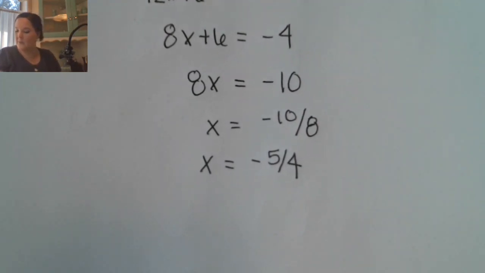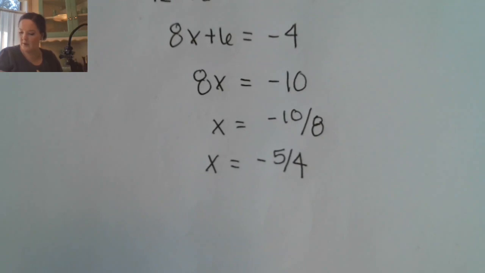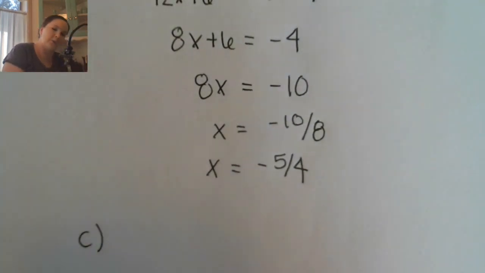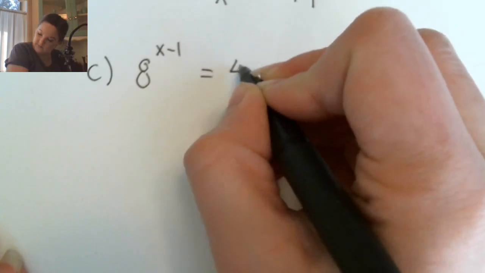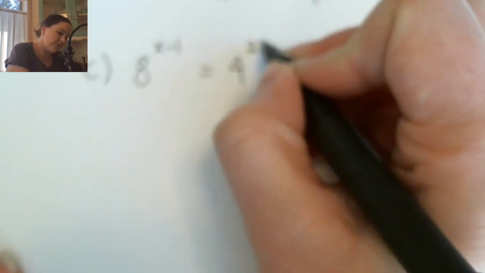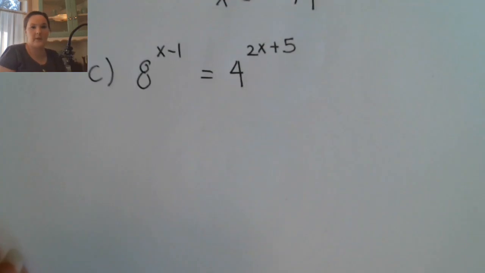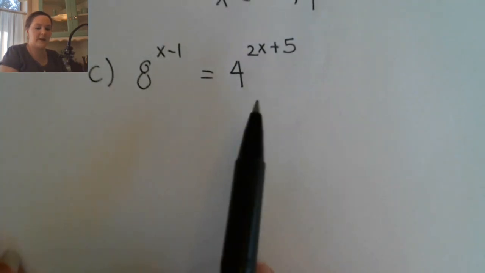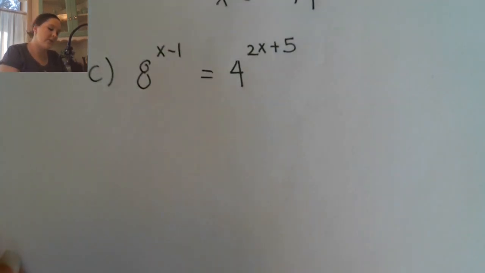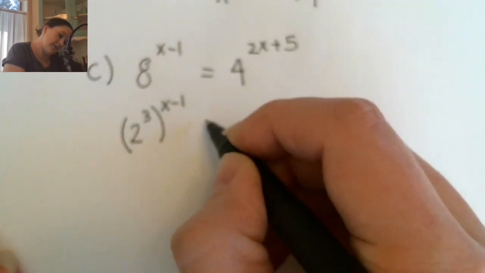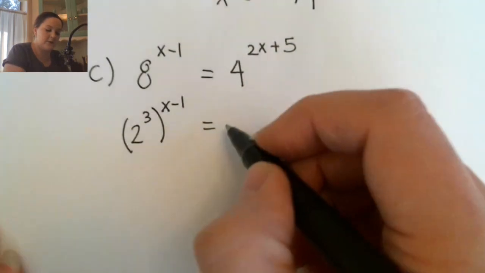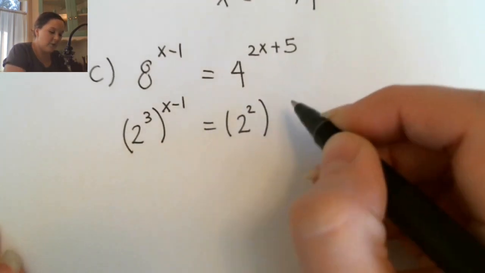So let's look at a little bit more complicated example. Oh no, we'll do one more example like this, and then we'll move on to a more complicated example. Okay, so we want to pick a base that 8 could be rewritten as and 4 could be rewritten as. So to me, I think 2 is our best choice. Okay, so we would rewrite 8 as 2 cubed, and we would rewrite 4 as 2 squared.